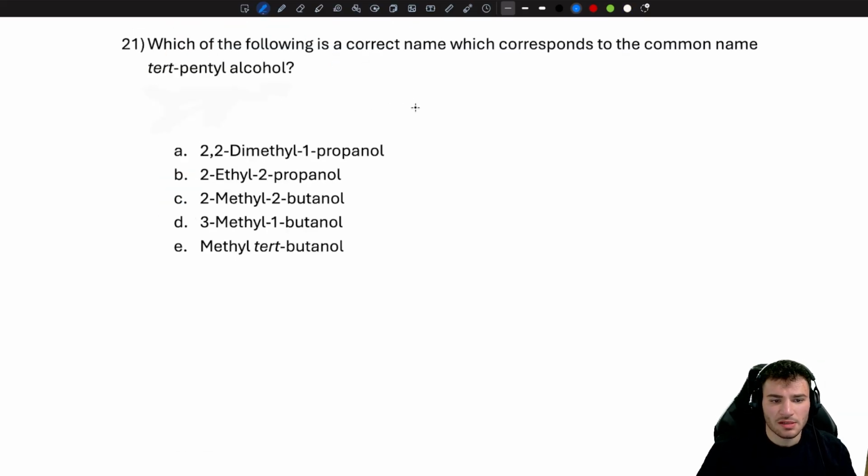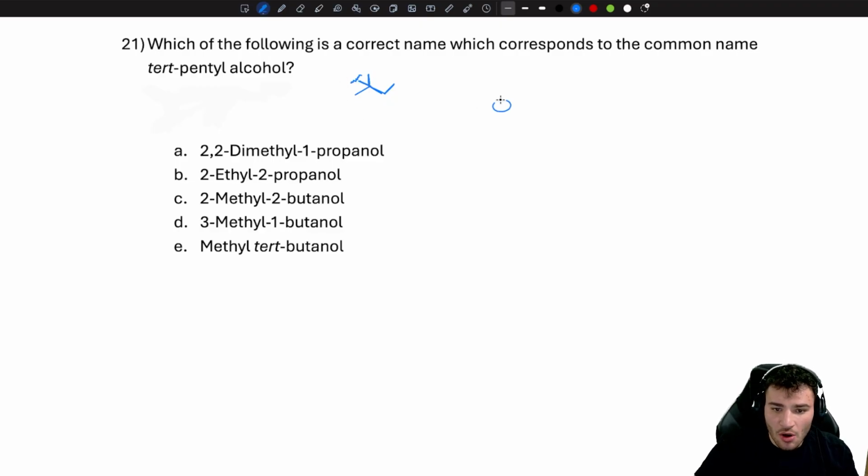Number 21 is a little bit of common name practice. So we're trying to find the IUPAC name for the common name tert-pentyl alcohol. I want you to realize that pentyl, let's try to draw tert-pentyl. That should be the first step. 1, 2, 3, 4, 5. Okay. And I want you to realize that our rule was that tert-pentyl had the bigger group, or the more important group, attached to this tertiary carbon.